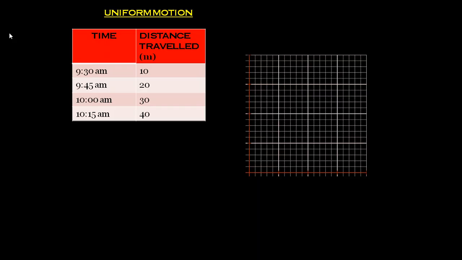Now, we will talk about the graph of uniform motion. This is a table whose data we will plot in the graph. This is the graph in which distance is plotted on y-axis and time is taken along x-axis.